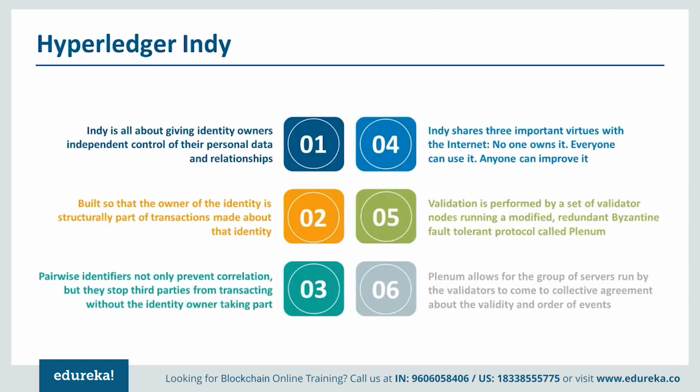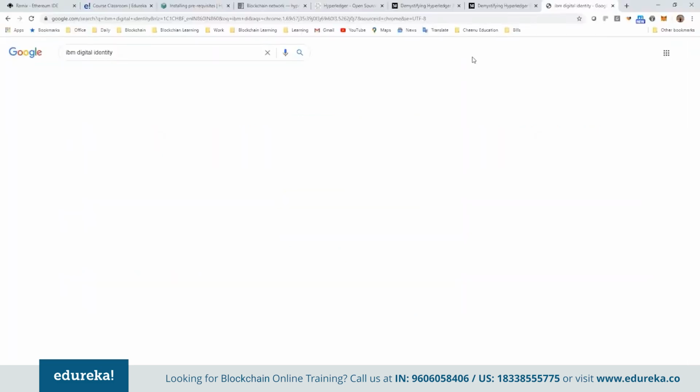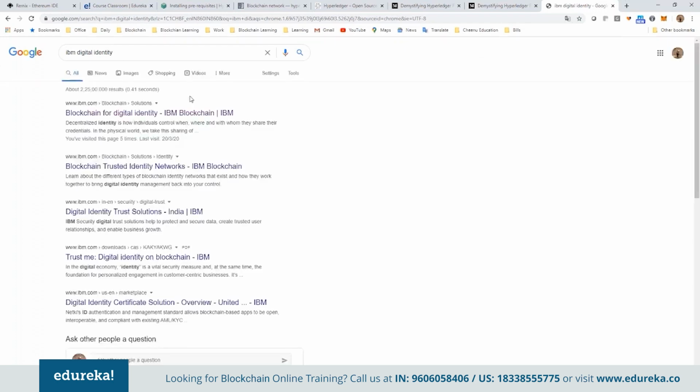Identity is one of the critical use cases for blockchain implementation, and Indy is designed to store different kinds of identity, be it your educational credentials or your identity-related credentials like your birth certificate, your passport, etc. All these things are easily incorporated in Hyperledger Indy. In fact, there is a product by IBM on digital identity which uses Hyperledger Indy. This is the product that IBM has developed, and it is developed using Hyperledger Indy.